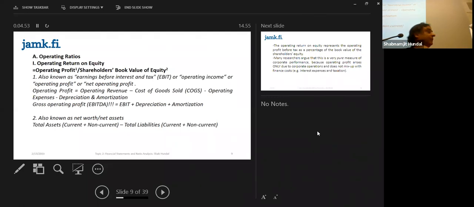The net operating profit is only EBIT, which means the net operating profit is earnings before interest and tax. It means the profit after subtracting depreciation and amortization.